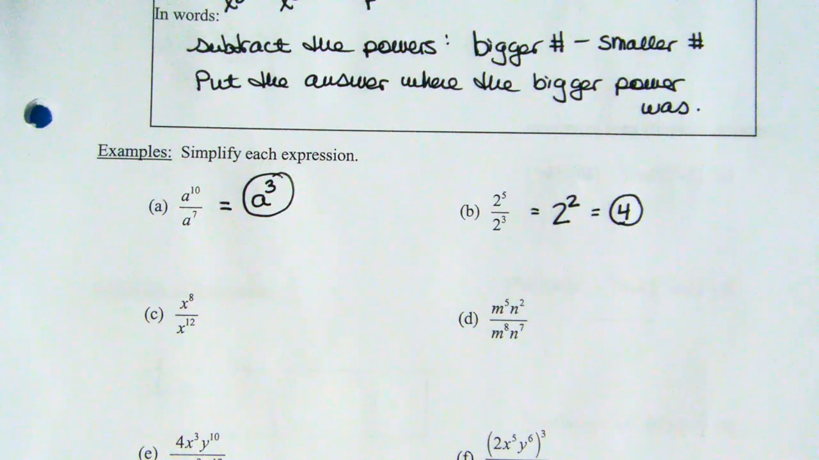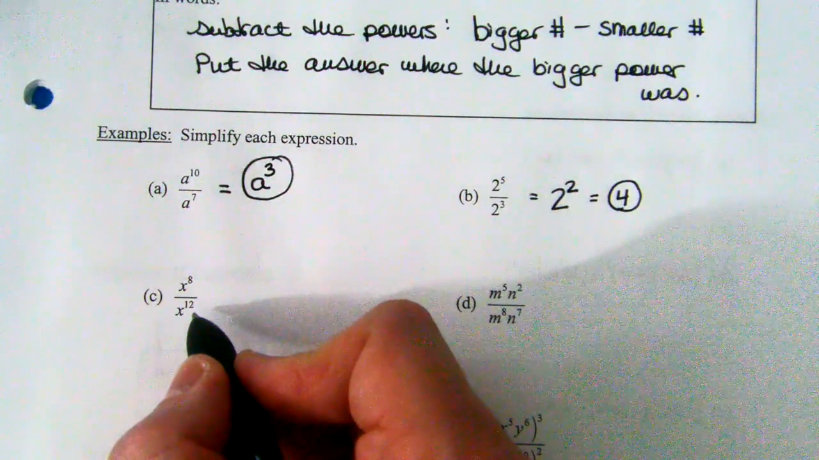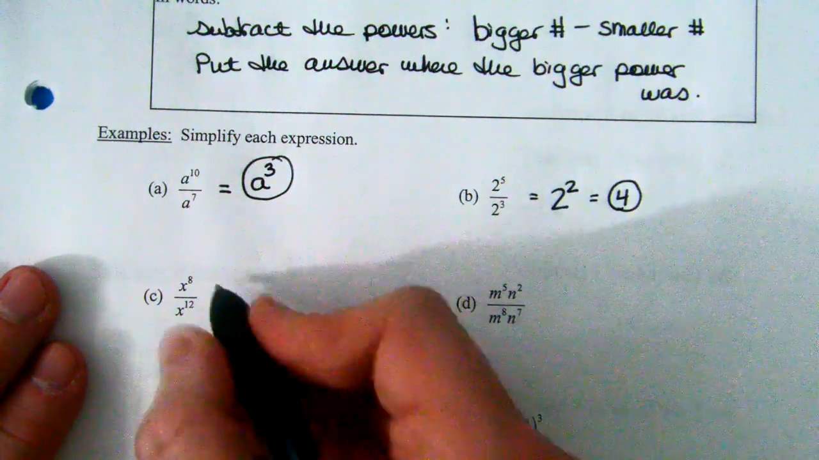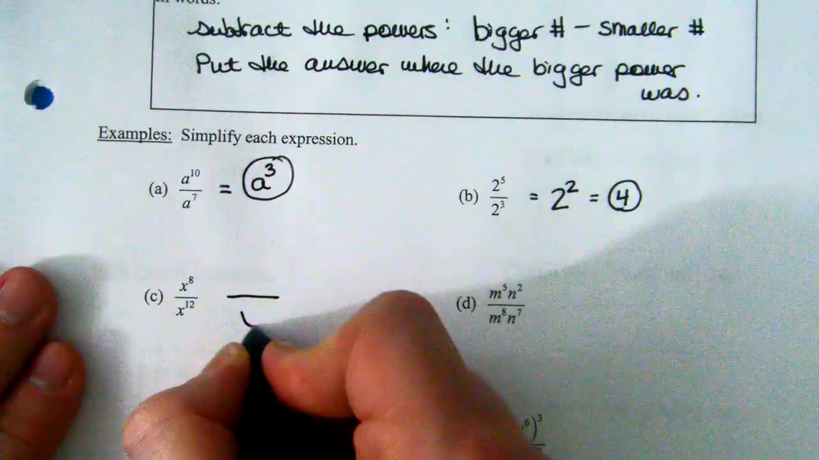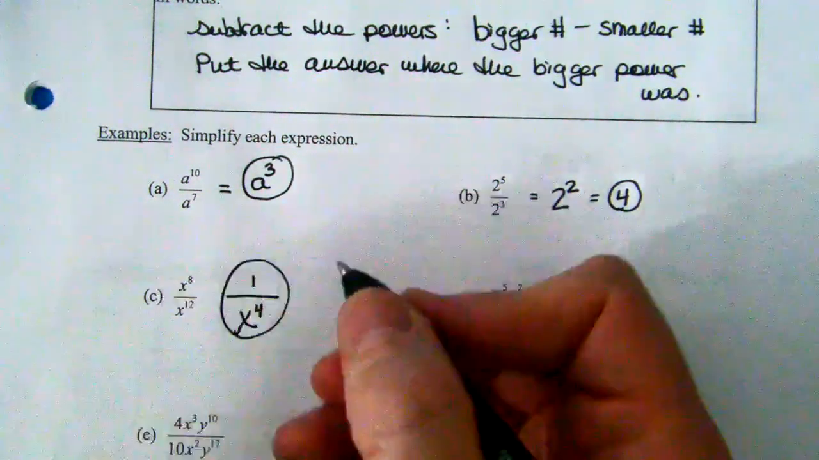In letter C, well, the number in the bottom is bigger. I'm going to do 14 minus 8. I'm going to get x to the 4th. But because the x was bigger in the denominator, we're going to stick our answer in the denominator. And I'm going to say 1 over x to the 4th.